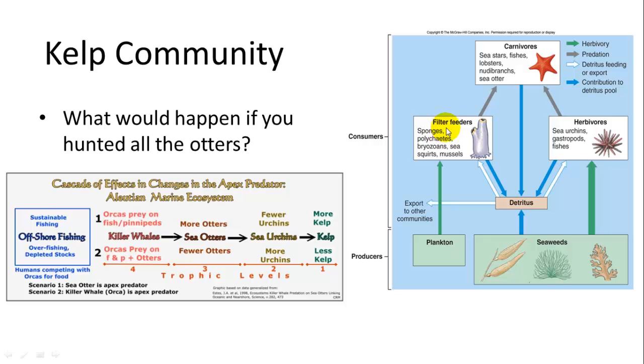There's also filter feeders, and they're going to feed off the plankton and other things floating in the water, sinking down to the substrate. There is a cascade effect, which has currently been described, which we'll talk about in a minute. But if you remove sea urchins or you remove sea otters or killer whales, you can create a dynamic which has trophic cascade effects.